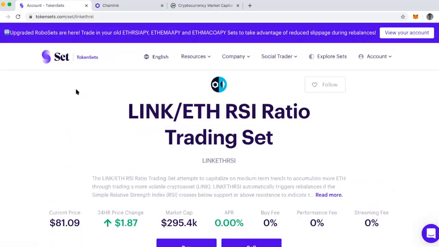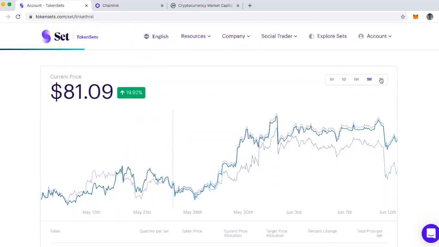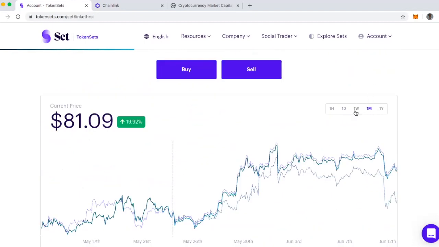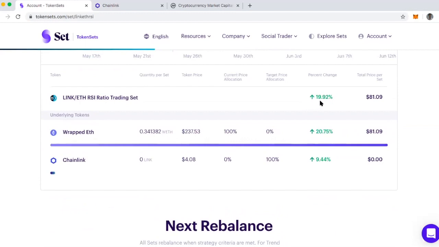So if we click into this set, the cool thing that TokenSets provides are these awesome graphs. They're easy because you can scroll across them according to these set time frames, and you can see in green how ETH has performed, just holding ETH, versus the actual Link ETH RSI set versus the Link token. And in this case, an easier way is just to go down here. You can see that over the past 1 month, this set has been up about 20%, Ether has been up about 21%, and Link has been up about 10%.